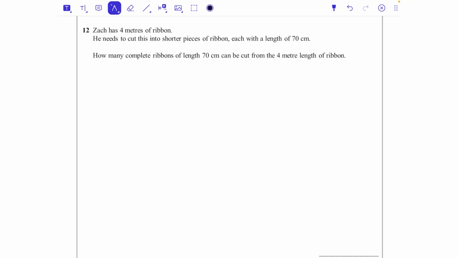Okay, question number 12. Zach has 4 meters of ribbon. He needs to cut this into shorter pieces of ribbon, each with a length of 70 centimeters. How many complete ribbons of length 70 can be cut from the 4 meter length of ribbon? So 4 meters is the same as 400 centimetres. And we're going to cut 70s off of this. So I think the easiest way to do this is just to keep counting up in 70s. If I have 70 and another 70, that is 140 centimetres. So that's 2 lengths of ribbon so far.